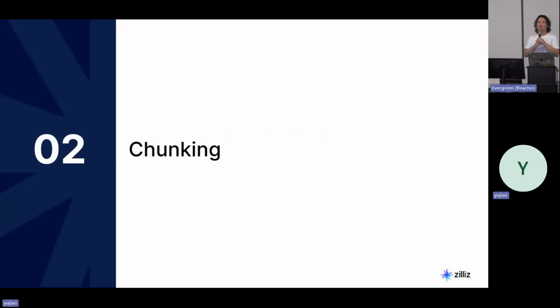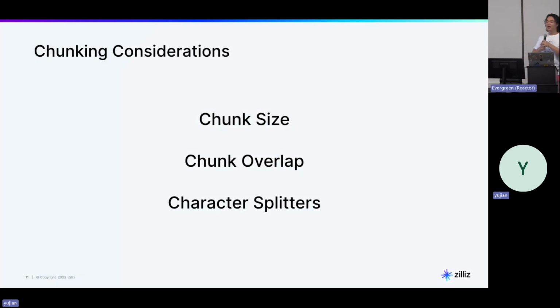Okay, so there's a few things that go into building these retrieval augmented generation applications. And one of the first pre-processing steps, and perhaps one of the most important pre-processing steps, is chunking. And chunking is the process of splitting your data up into smaller bytes.